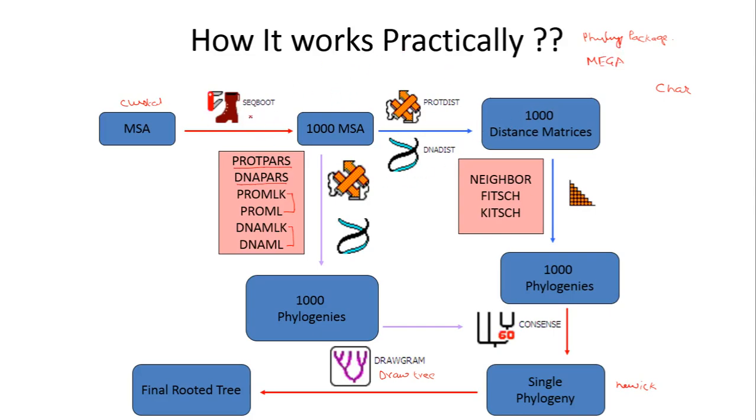We would be using the seqboot program to generate 1000 multiple sequence alignment pseudo data sets. Then we would be using protdist to generate 1000 distance matrices. We would be using the neighbor program to generate 1000 phylogenies. Then we would be using the consensus program to create a consensus tree from these 1000 trees. And after analysis of this consensus tree, we would be using drawgram to generate a final rooted tree. So this is what is going to happen in your demonstration section.